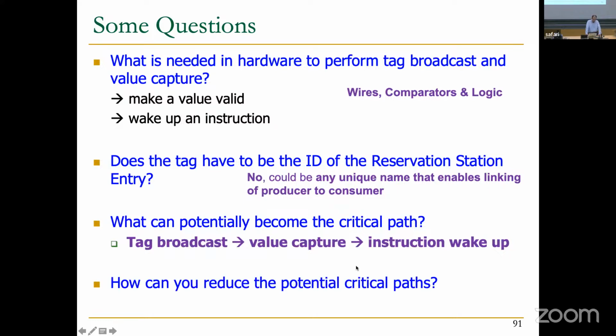And how can you reduce the potential critical paths? More pipelining and prediction. Modern processors actually do a lot of pipelining, with a lot of fine-grained stages, and make a lot of predictions. For example, they predict which instruction is likely to produce the result in the next cycle, and then they can make it faster to transfer the result to the reservation station. So all this prediction can happen during runtime.